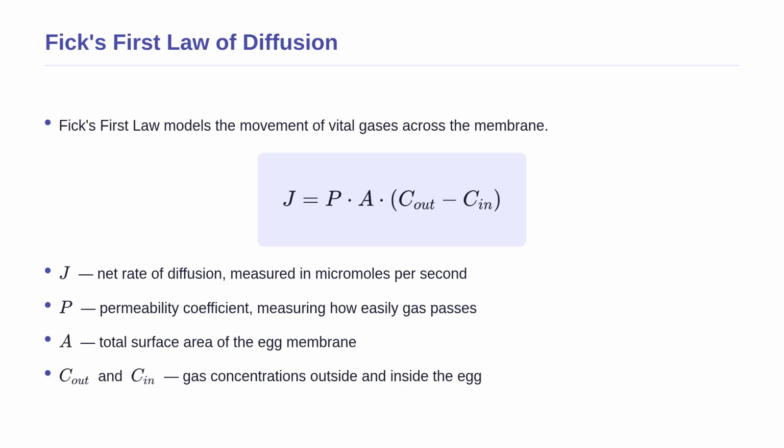Let us break down every piece. J is the net rate of diffusion, telling us how much gas crosses the membrane per second. P is the permeability coefficient, which measures how easily a gas passes through the specific membrane material. A is the total surface area of the egg. Finally, C out and C in are the gas concentrations outside and inside the egg. If the membrane hardens, P decreases, meaning the diffusion rate J will also drop, potentially suffocating the embryo.